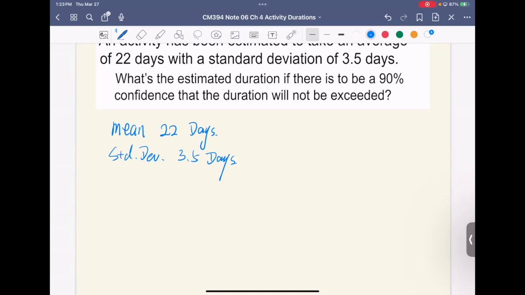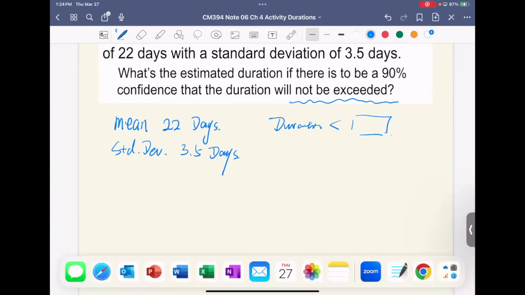And what is the estimated duration if there is to be a 90% confidence that the duration will not be exceeded? Will not be exceeded means your duration is less than a number. Does that make sense? Your duration will not exceed means the duration will not be more than this number. So refer to the plot we have. When you're doing the question, please make sure you have the plot, okay? So you have your plot like this.